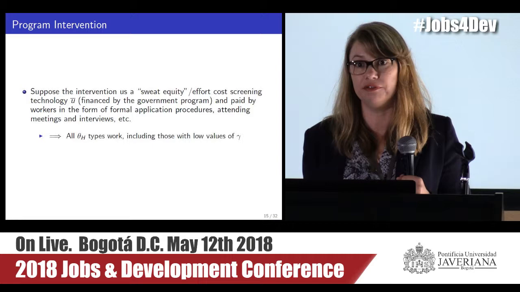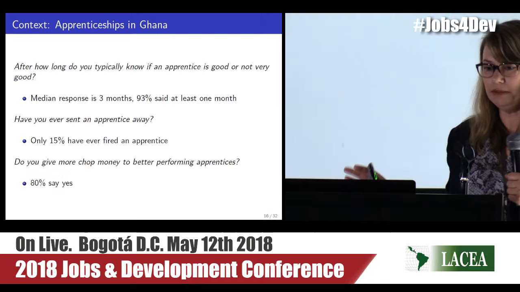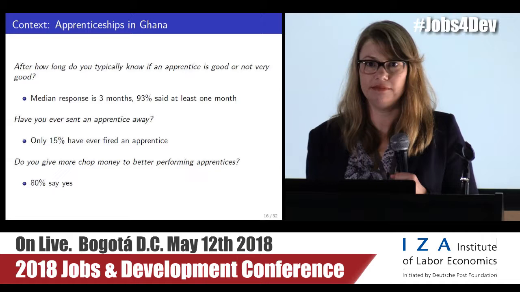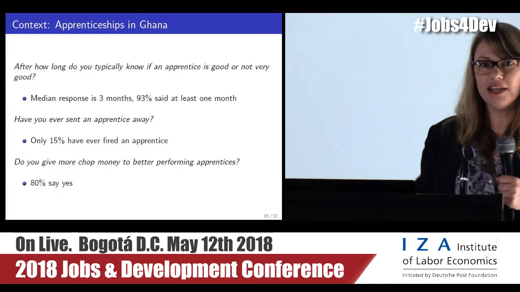So some things need to be true for that to be a reasonable interpretation. Just to give you one more snapshot of some of this qualitative stuff: after how long do you typically know if an apprentice is good or not very good? Firm owners say, 95% of them, it takes me at least a month. Have you ever sent an apprentice away? It also has to be the case that there's some sort of informal firing constraint.